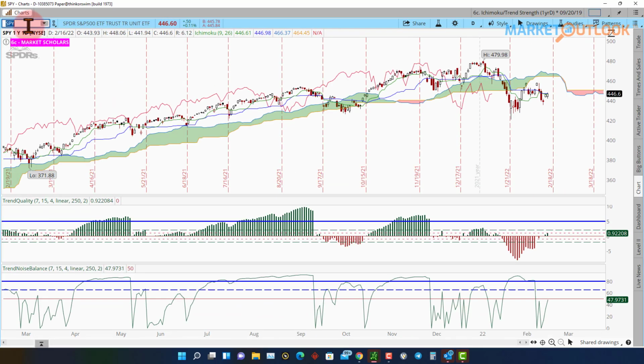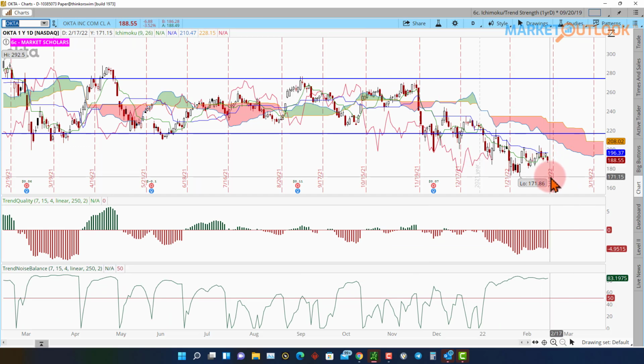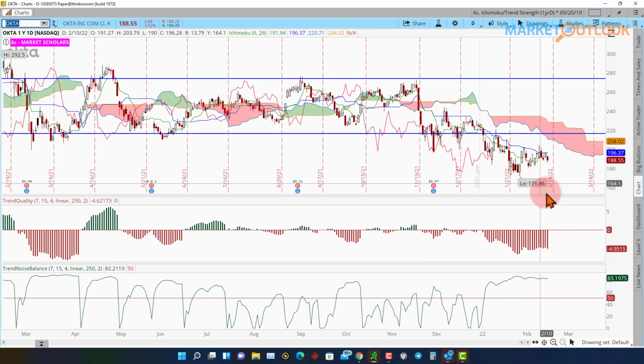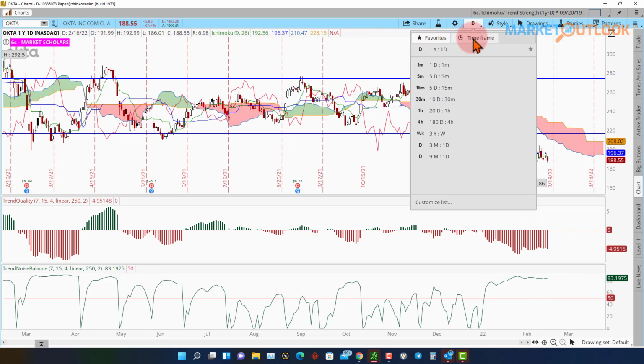The Ichimoku trend, the Ichimoku cloud, we're still well below the cloud. We're below the green line again. The red line's below the price. We're still in a very mature bearish trend. That's on the daily chart.